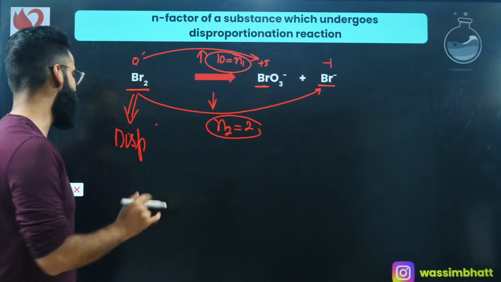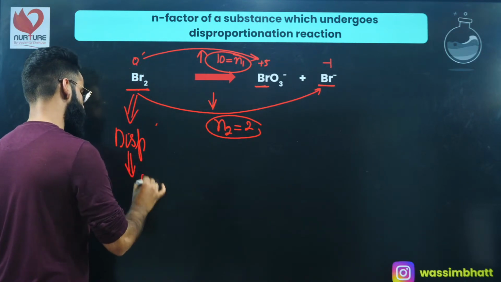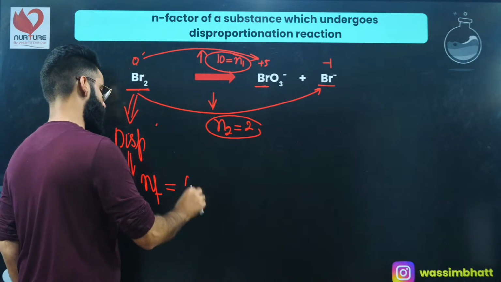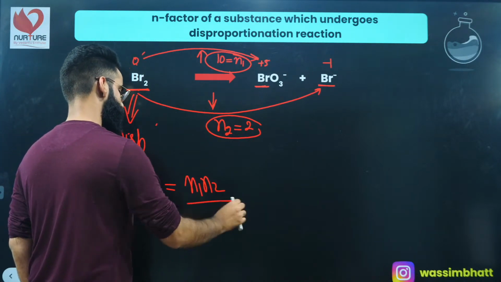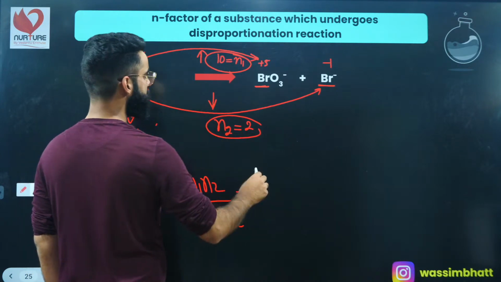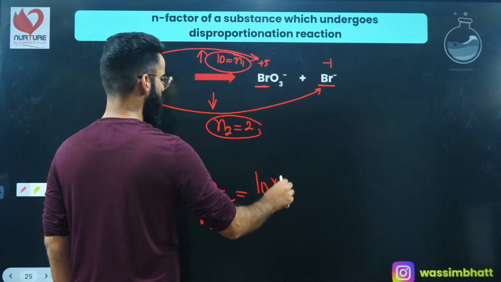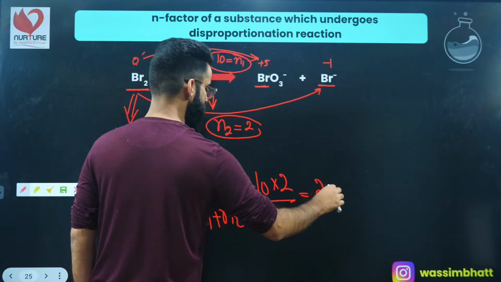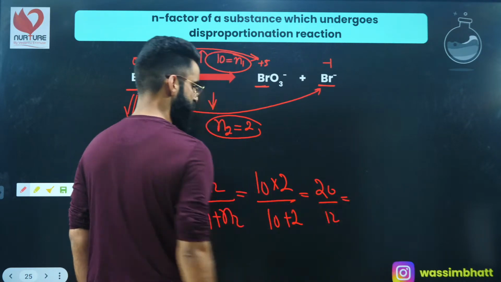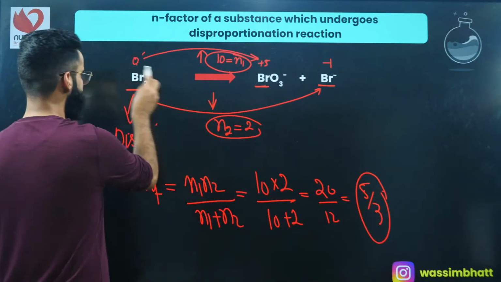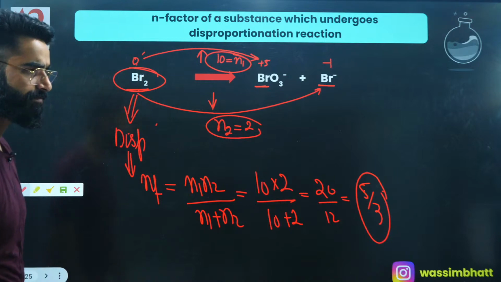How do we calculate the N factor of the substance which undergoes disproportionation? The N factor of the substance which undergoes disproportionation is always equal to N1 N2 divided by N1 plus N2, right? N1 value is 10, N2 value is 2, so divided by 10 plus 2. The value comes out to be 20 divided by 12, which is 5 divided by 3. So 5 by 3 is the N factor of this Br2 in the reaction, right?